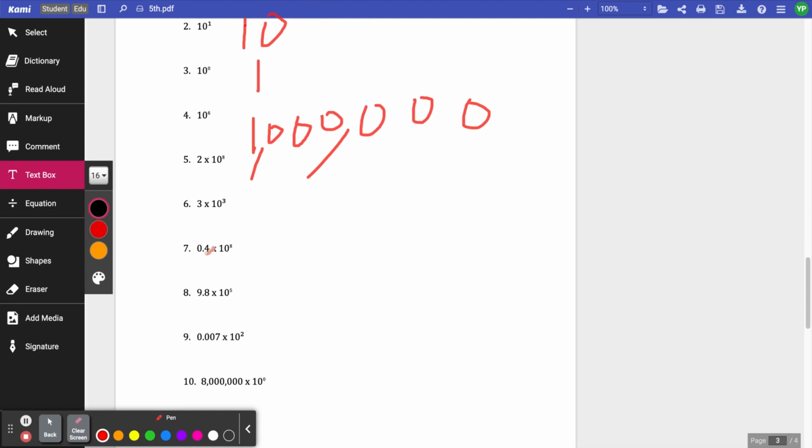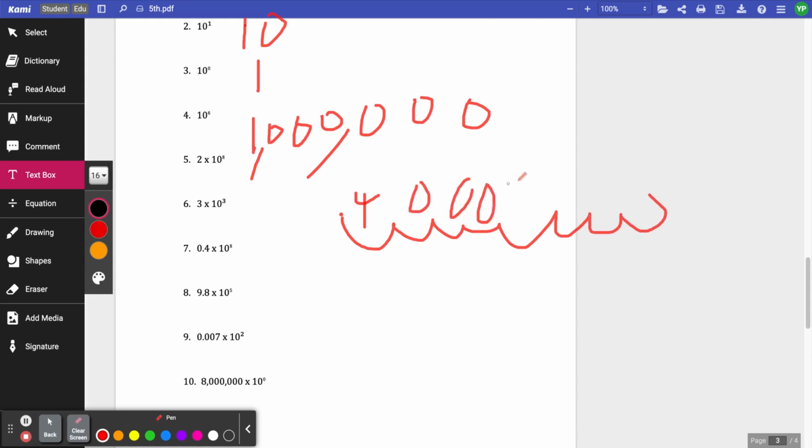So we'll try doing number 7, which is 0.4 times 10 to the 8th power. What that means is you just have to move the decimal 8 places. 1, 2, 3, 4, 5, 6, 7, 8. And then you just have to add the zeros in here. So you'll get 40 million, right? This is basically telling you to move the decimal point this many places to the right.